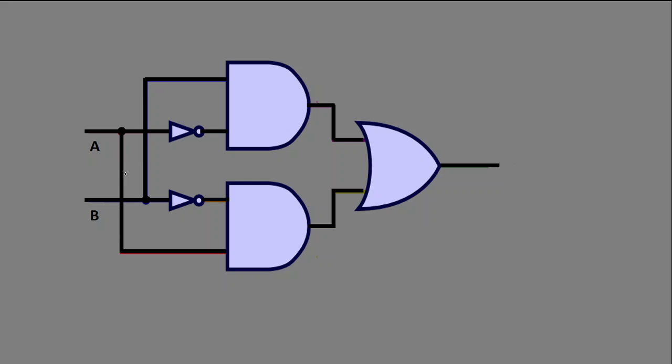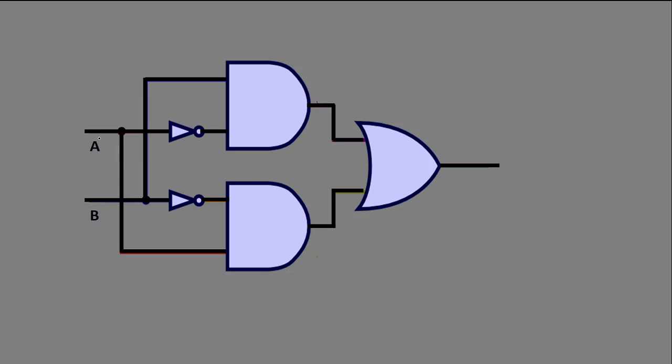Now let us see what will happen to this one. Here there are two inputs, and there are NOT gates and AND gates present, and then there is an OR gate. We are supposed to find what will be the output of this OR gate. This OR gate is connected to these AND gates, and in turn they are connected to these inputs. Now let us see what will happen here.